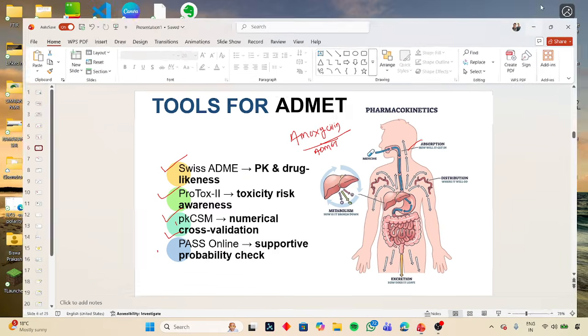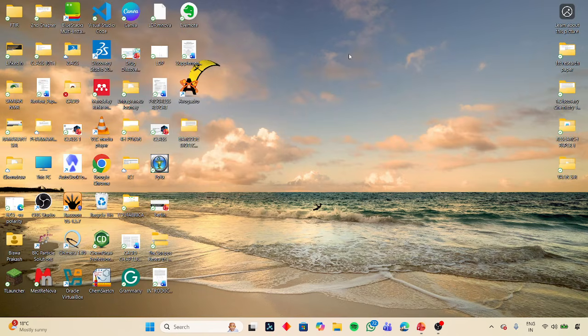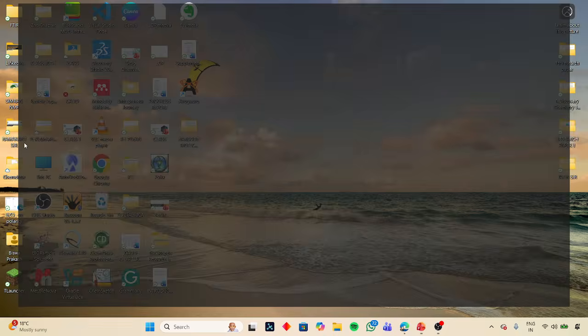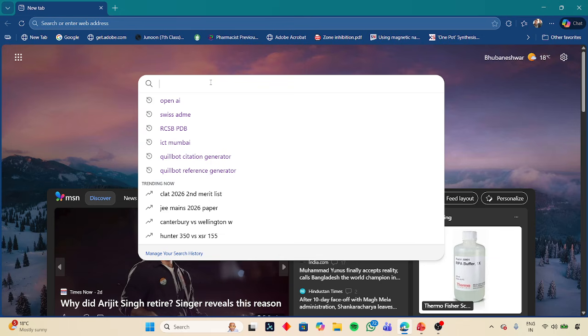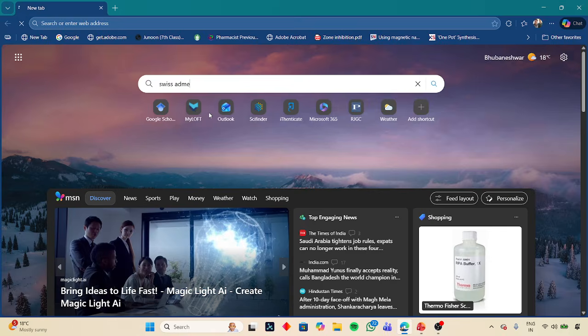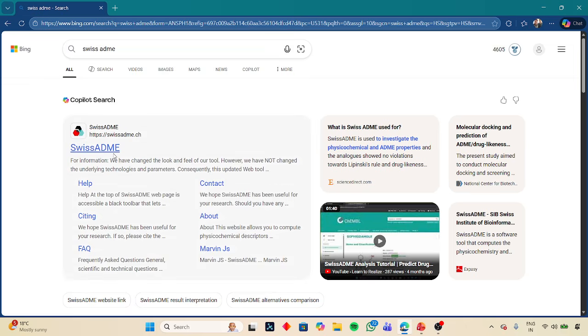So you can see that this is my interface. Okay, let's go to the Swiss ADME. You can use Chrome or any search engine and search Swiss ADME. I have searched it before. So go to the Swiss ADME interface.